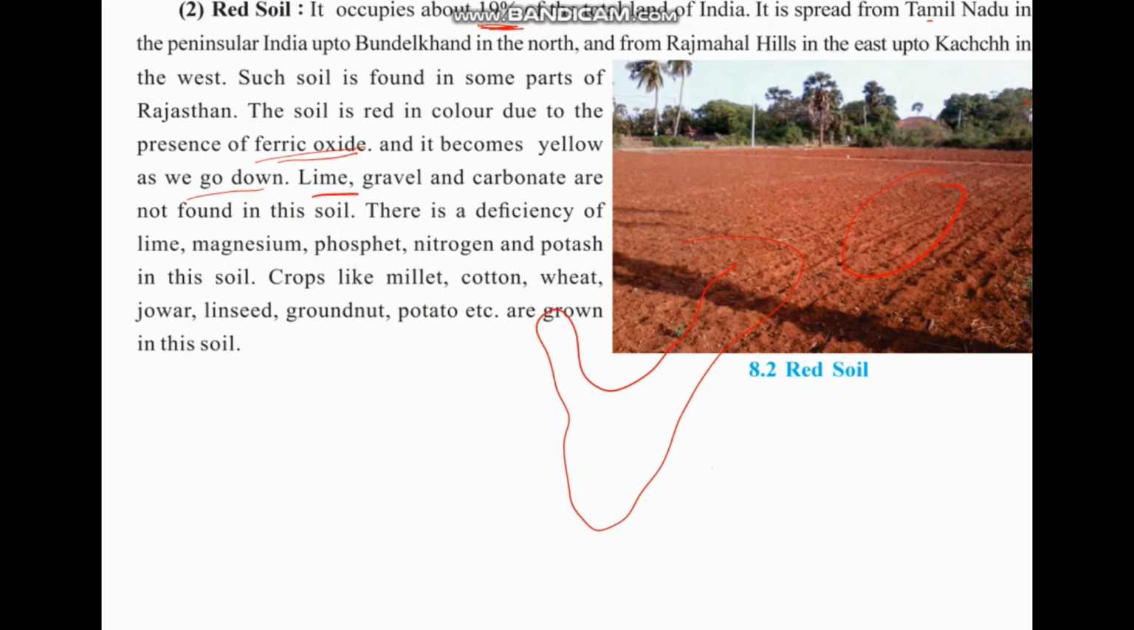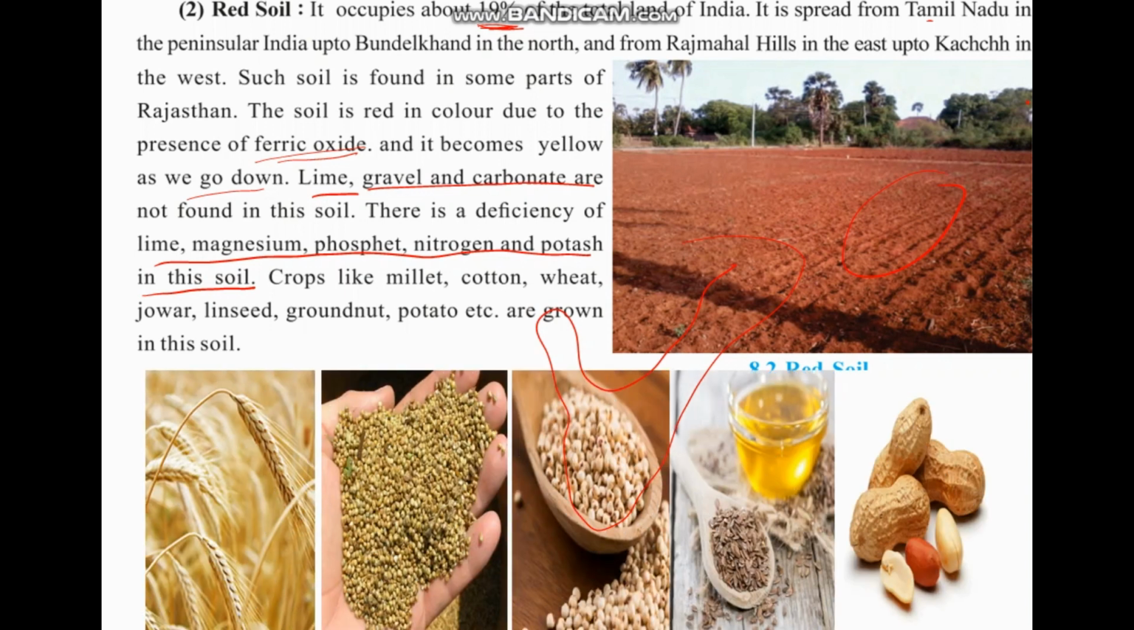Lime, gravel, and carbonate are not found in this soil. There is a deficiency of lime, manganese, phosphate, nitrogen, and potash in this soil. So mineral availability is very low in this particular kind of soil. But what does it grow? Crops like millet, cotton, wheat, jowar, linseed, groundnut, potato, etc. are grown in this soil.